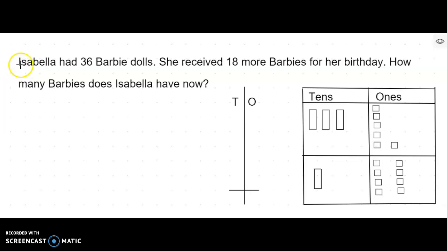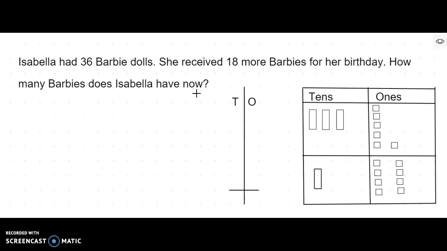It says, Isabella had 36 Barbie dolls. She received 18 more Barbies for her birthday. How many Barbies does Isabella have now? So remember, what's the first thing we need to do when we are going to solve a word problem?